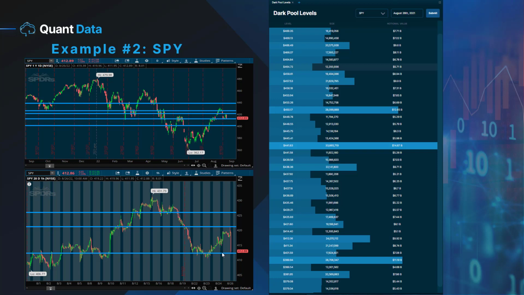Maybe we base, consolidate, and reverse to the upside, or maybe we continue that downside move and break under that dark pool support zone. So this is just another example of how dark pool levels can be used as support and resistance levels. It's the same thing as Fibonacci levels or any sort of other method that you use for charting support and resistance. The same rules apply.